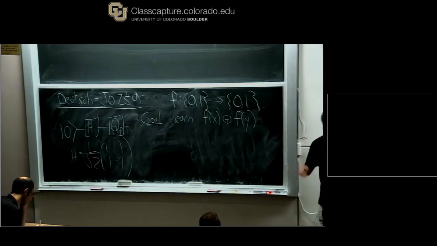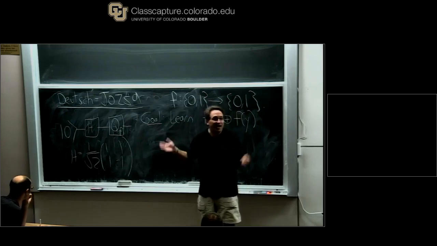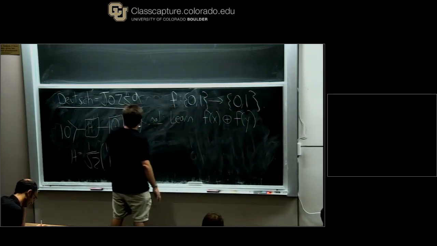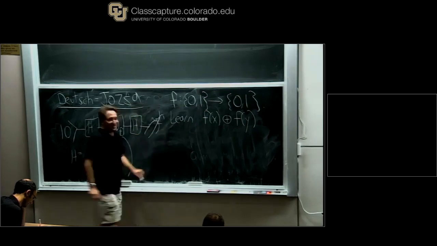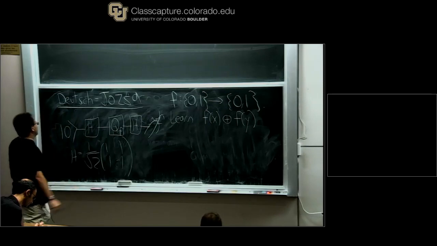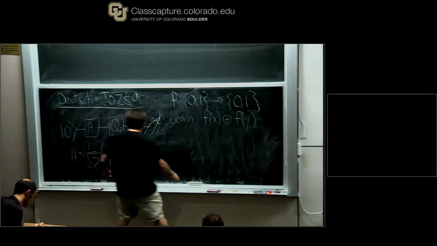Well, again, let's apply our rule, right? We've already queried. We're stuck. Hadamard. Okay? So let's Hadamard. And then let's just measure. Okay? So this is like the simplest quantum algorithm that there is. Let us understand what it does and why it works.